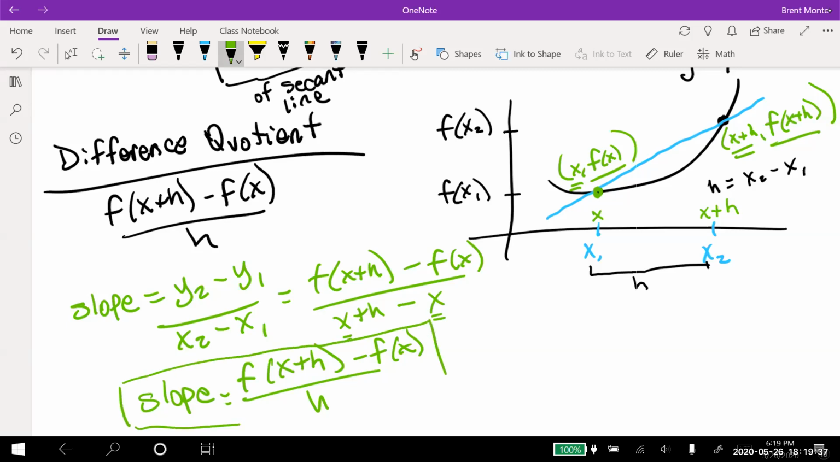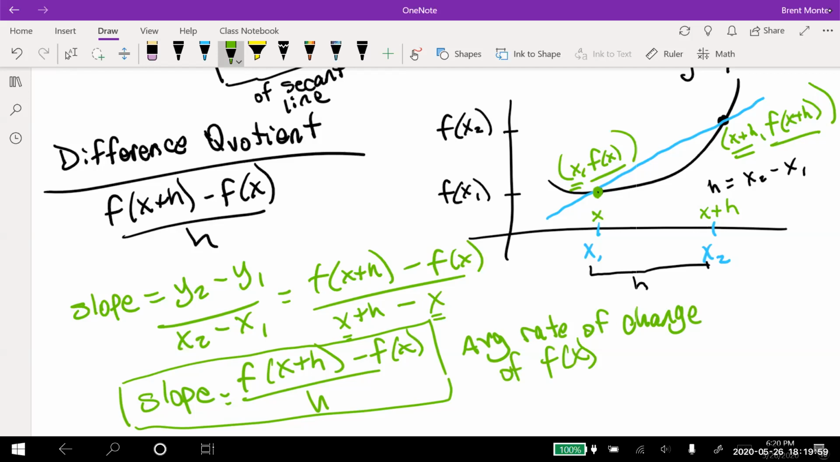And that is what we called the difference quotient before. But notice the difference quotient is still the slope of that secant line. It's the average rate of change. So it's just a different way of writing the average rate of change of the function, let's just say of f of x. But it's the same idea. It's the slope specifically of this blue secant line in this case. Okay, so that's the idea there.